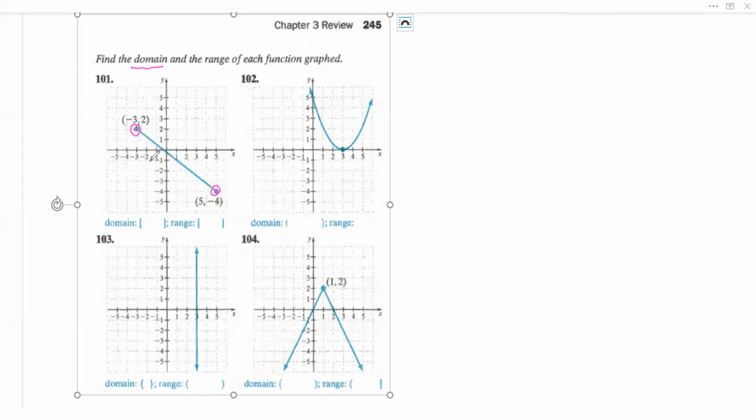So for the domain, look at the x aspect. The x is from -3 to 5, right? They use the bracket here, so you just need to fill in -3 to 5. What's the range? The range is from -4 to 2, right? You can see this one is -4 and here is 2. I'm sorry, -4 to 2, and use the bracket as well.